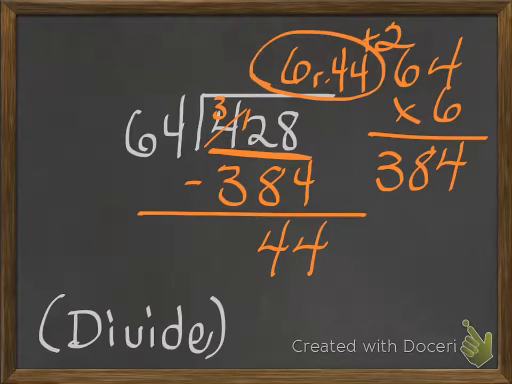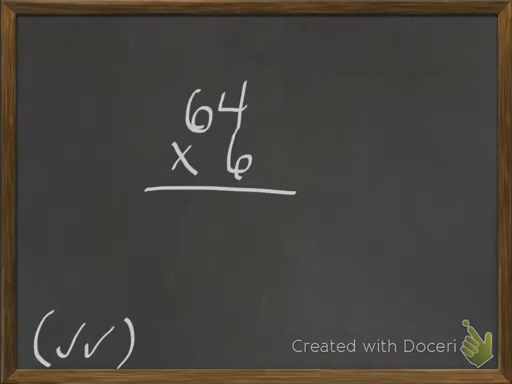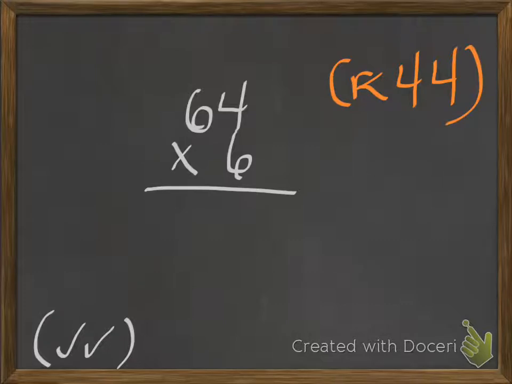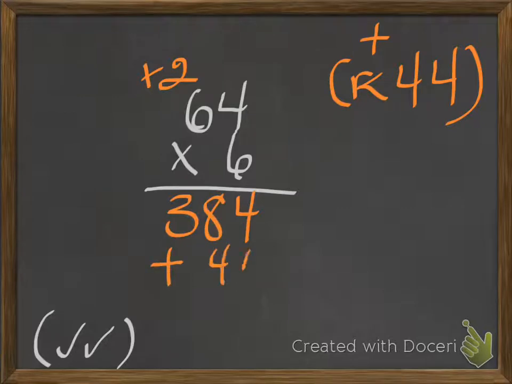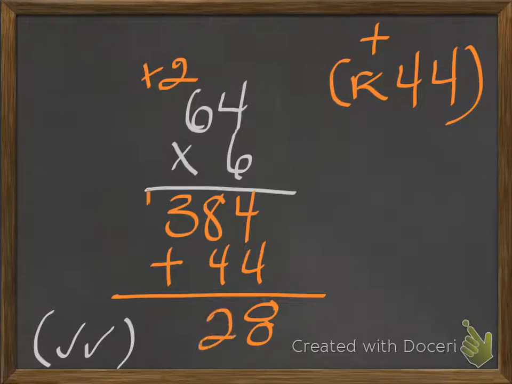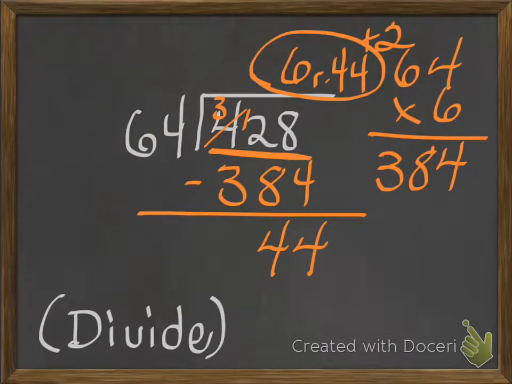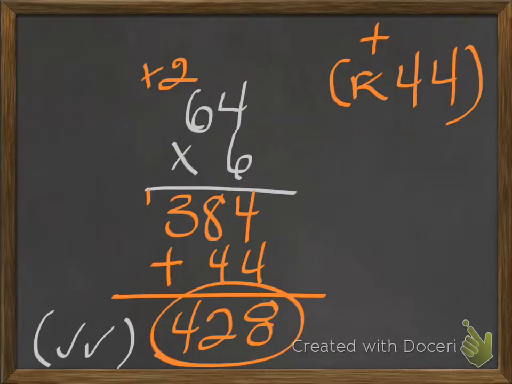Now I'm going to double check using multiplication. 64 times 6, and don't forget that remainder of 44. I'm going to be adding that on. We always add on the remainder. 6 times 4 is 24. 6 times 6 is 36, plus 2 more is 38. Add on that 44 remainder, and I get 8. 8 plus 4 is 12. And then 3 plus 1 is 4. 428 is what I end up with. 428 is the dividend that I divided first. Okay, so we got the right answer.